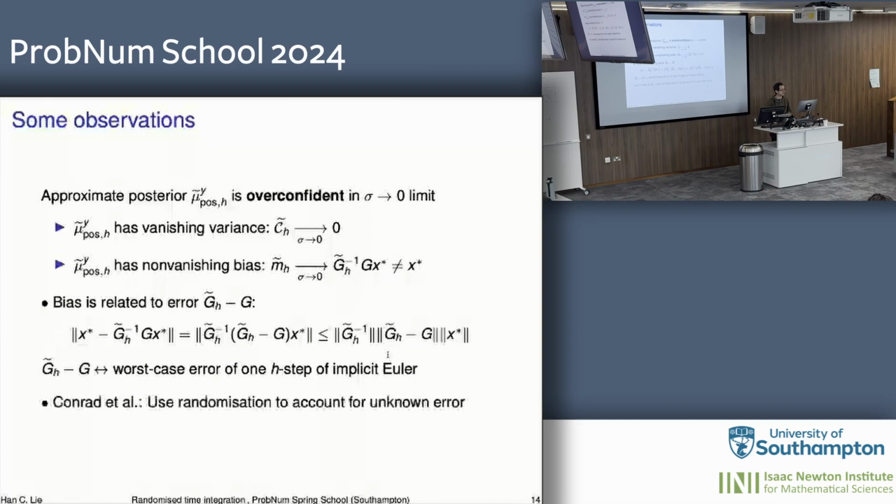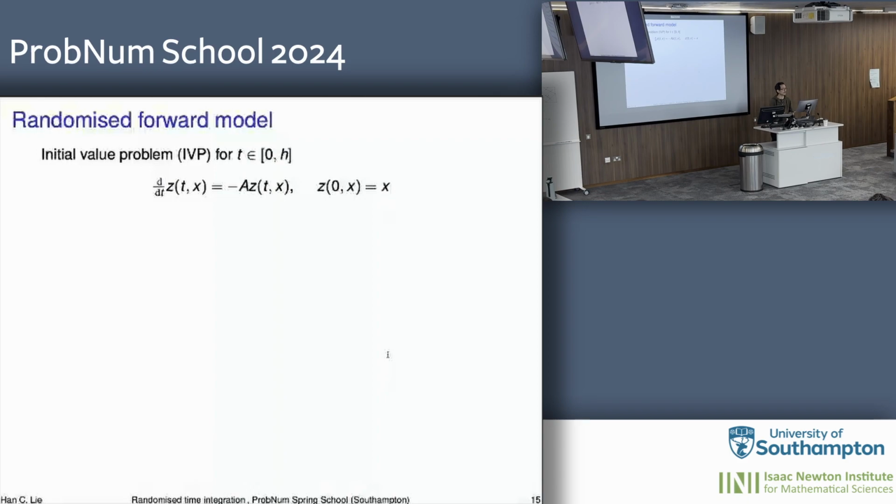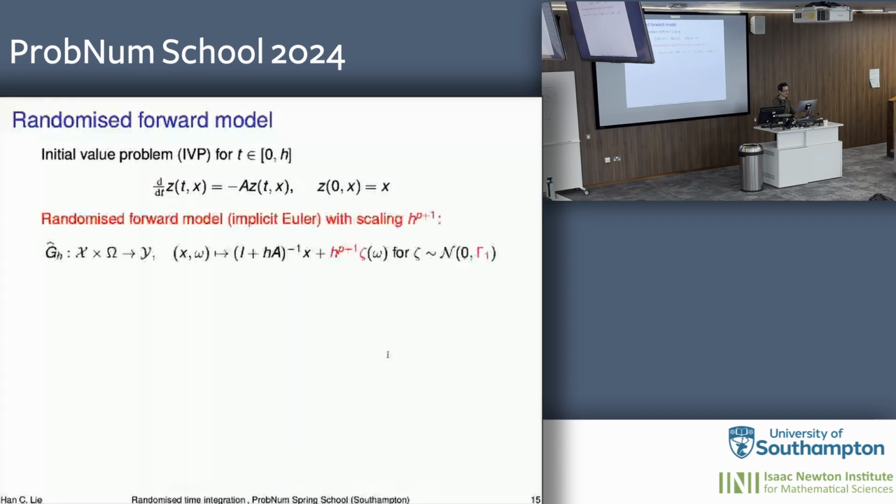So Conrad et al., as we know, used randomization to account for the unknown error. And then we can ask, how does this affect the posterior now? We start with the same initial value problem and we randomize implicit Euler. So now we're working with a random forward model, G hat H, whereby we've just added one random noise scaled by H to the p plus 1. We use the same data and prior. And remember that we're using this random variable to model this error that we don't know.